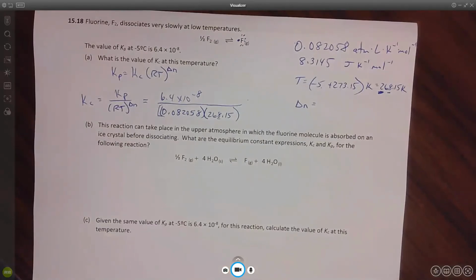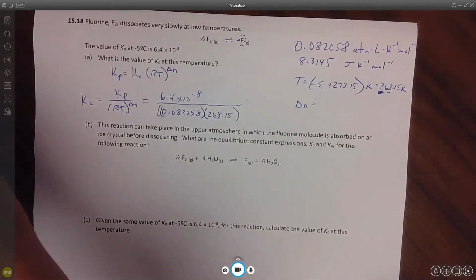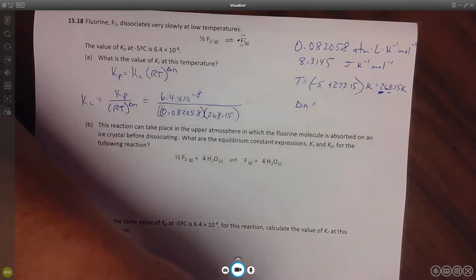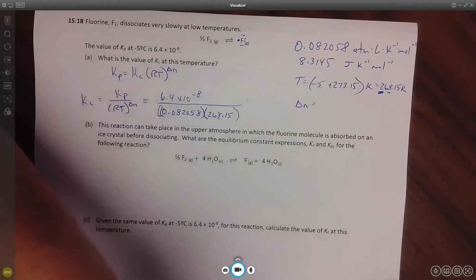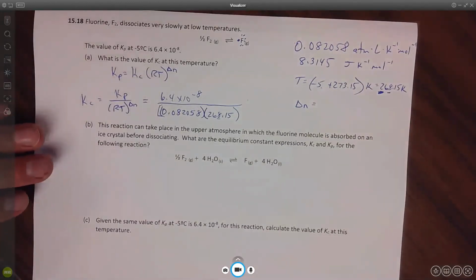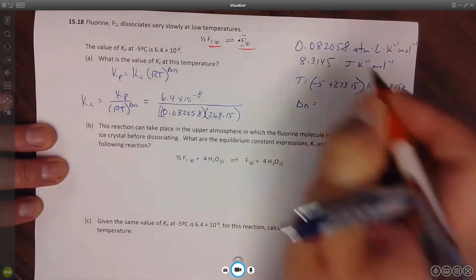That would be the change in moles on both sides of the equation in terms of gas. Exactly. That last part that you said is the really important part. It's the change in moles of gas. So if there's aqueous species, liquids, solids, you're going to ignore them, and it's only going to be the ones that have the gas, right?